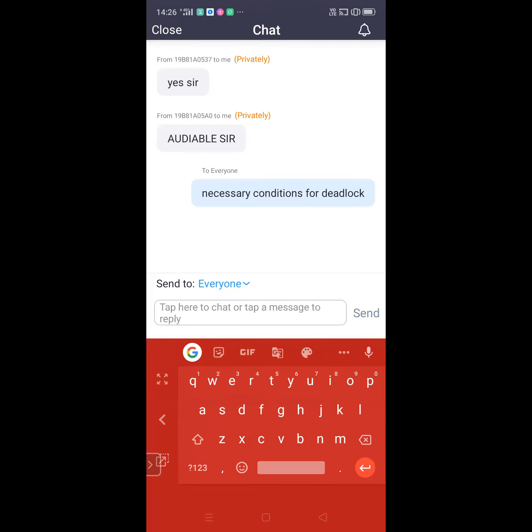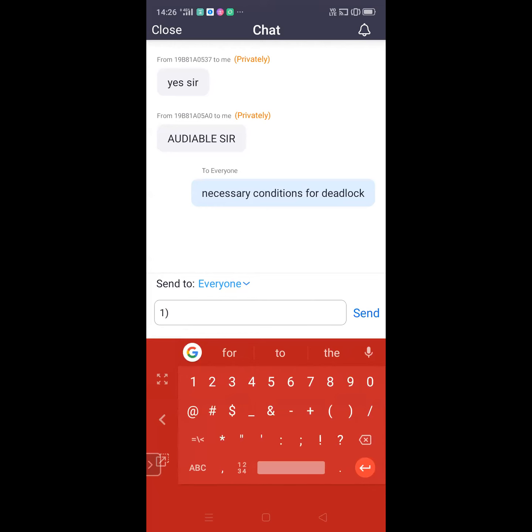Actually, here we are considering four types of conditions. What are they? Please respond through any one chat box. I think you have already studied this in the operating system subject. Anyhow, I will try to say about that. So one is mutual exclusion.